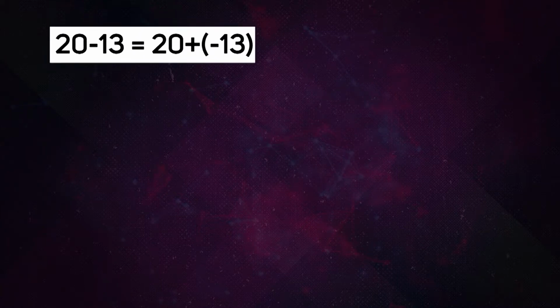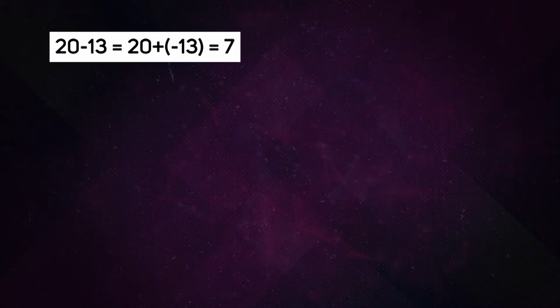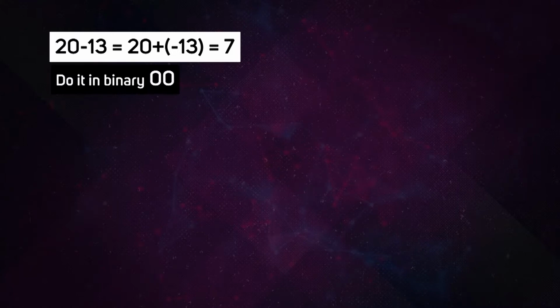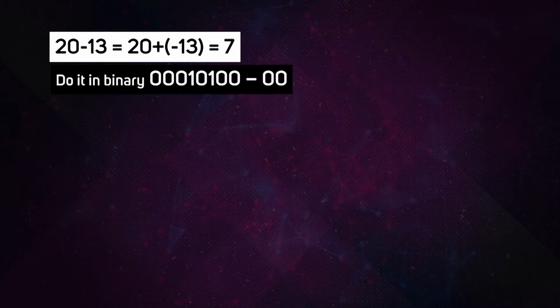Let's work out a few problems on subtraction of signed numbers. Consider the first one, 20 minus 13. This can be written as 20 plus minus 13, which is equal to 7. Let's do it in binary. 00010100 minus 00001101. We have to change the sign of the subtrahend and add.